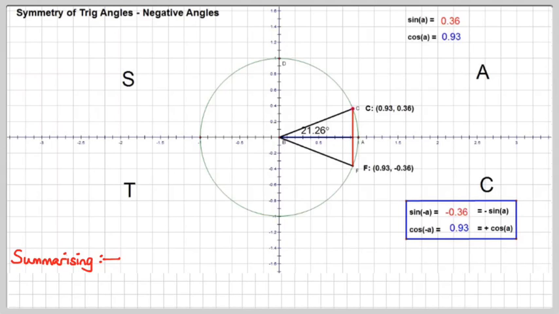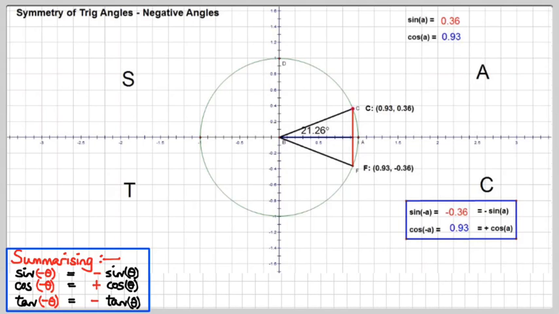Let's summarise and get out of here. Sine of minus theta is minus sine theta, or sine of minus a is minus sine a. Cos of minus theta, or cos of minus a, is plus cos theta, or plus cos a. And tan of minus theta, or tan of minus a, is minus tan theta, or minus tan a. Today, hooray, we're out of here.